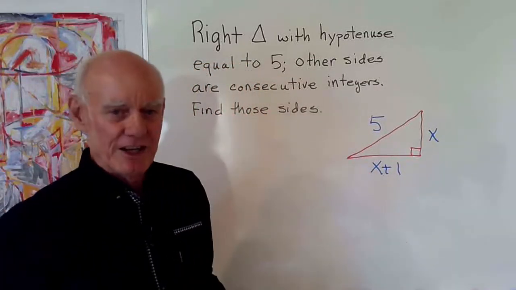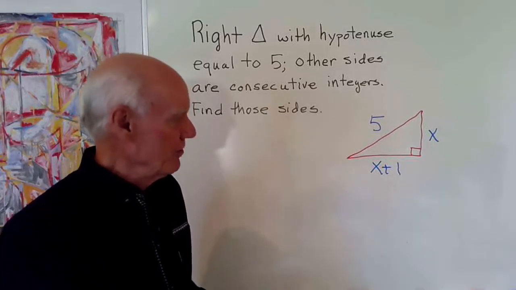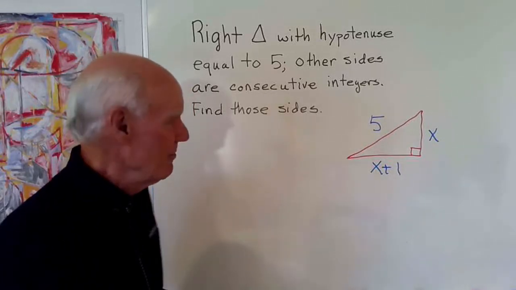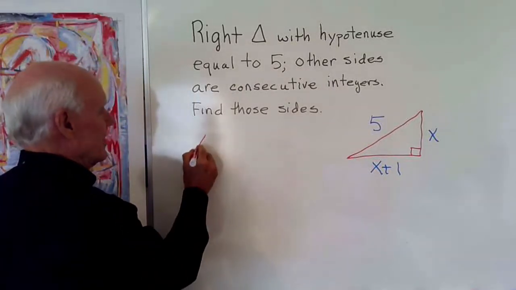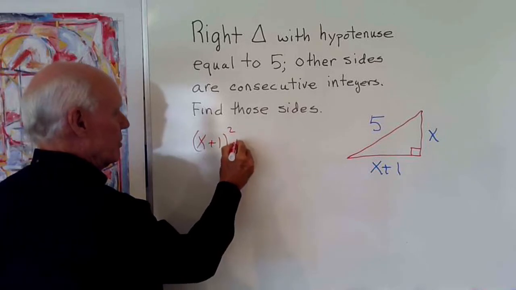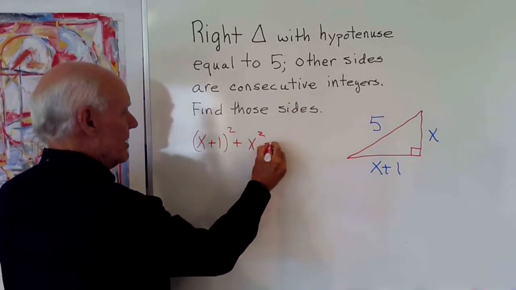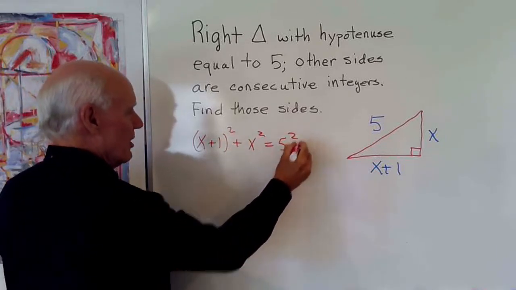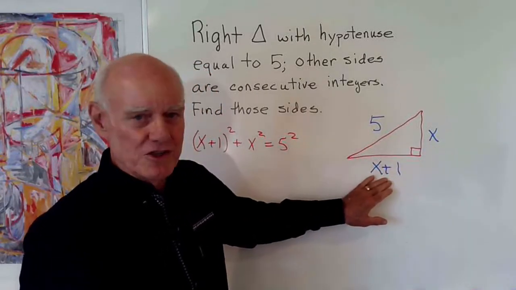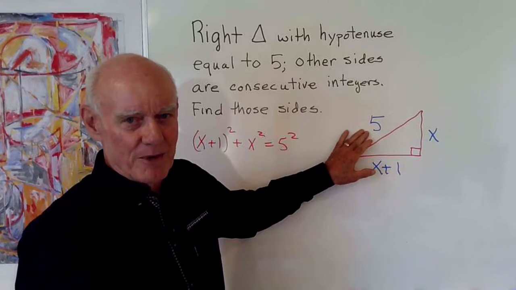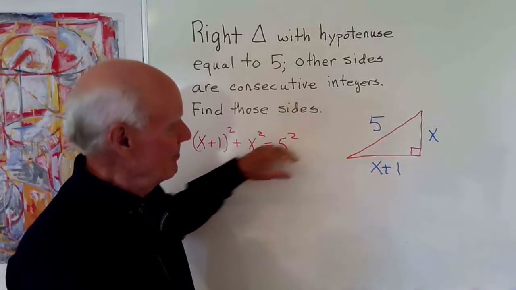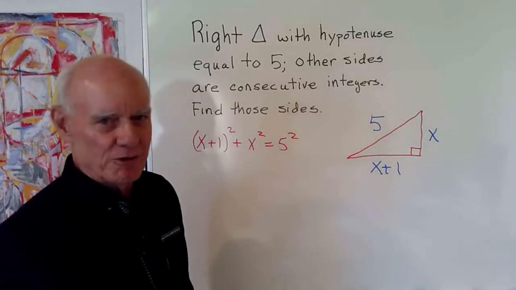So now that I've labeled those sides like that, I want to look for a relationship between the sides, and of course it's the Pythagorean theorem. So I'm going to say this: (x plus 1) squared plus x squared is equal to 5 squared. In the Pythagorean theorem, the sum of the squares of these two sides is equal to the square of the hypotenuse. So that gives me this. That's from the Pythagorean theorem that I get after I label that little triangle.